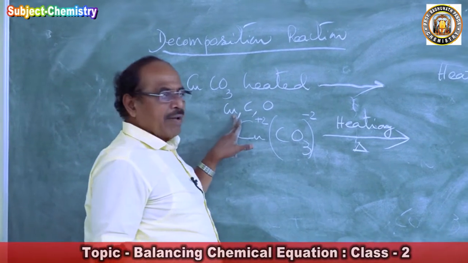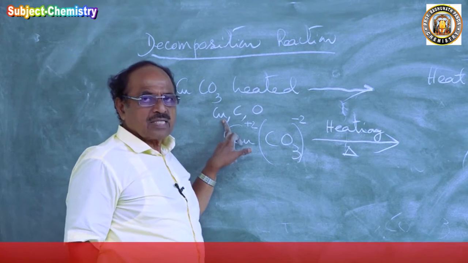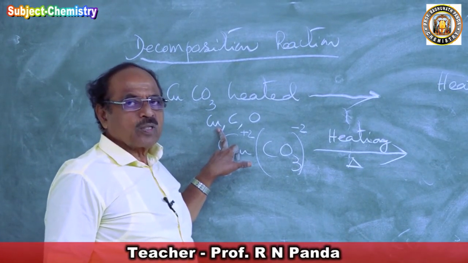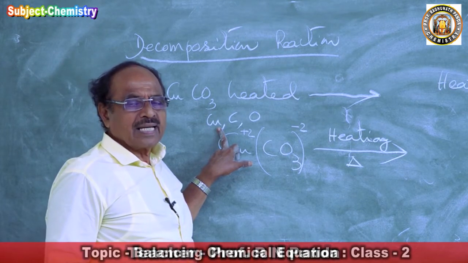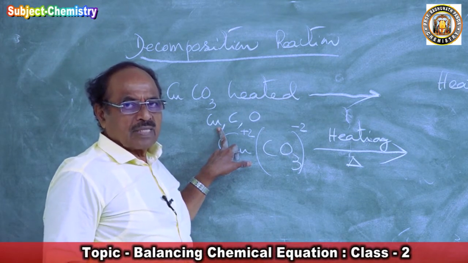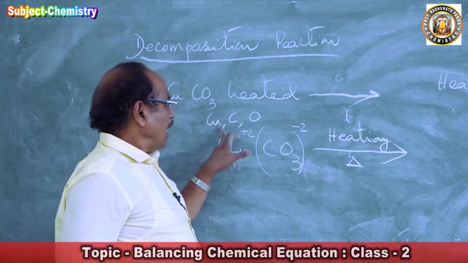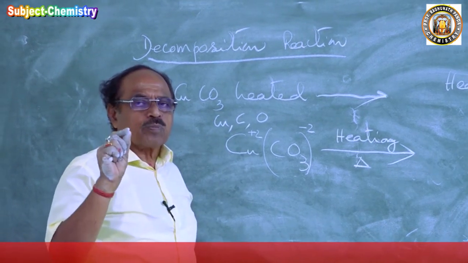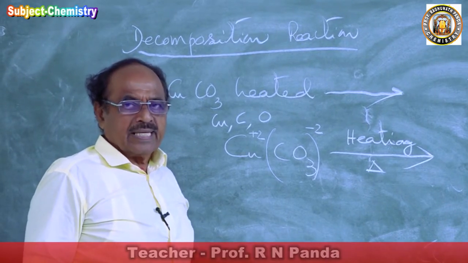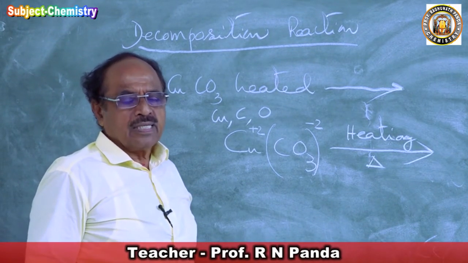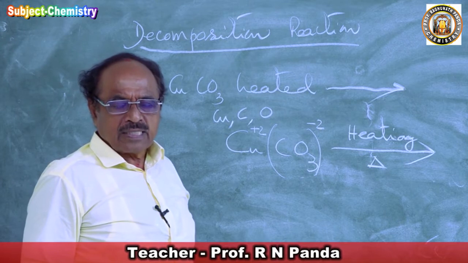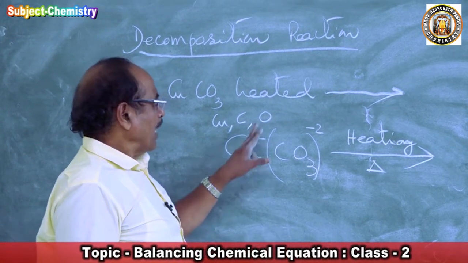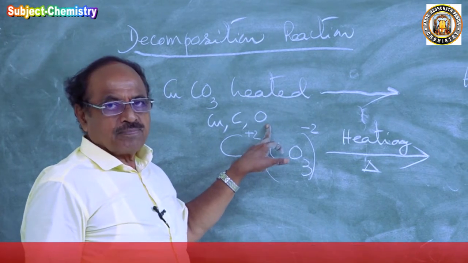What is copper? A metal. What is a metal? Electropositive. Metals have positive character. And what is carbon? A non-metal. Carbon is placed in the 4th group of the periodic table, 4A, or group 14 of the long form of the periodic table. And oxygen is a non-metal.